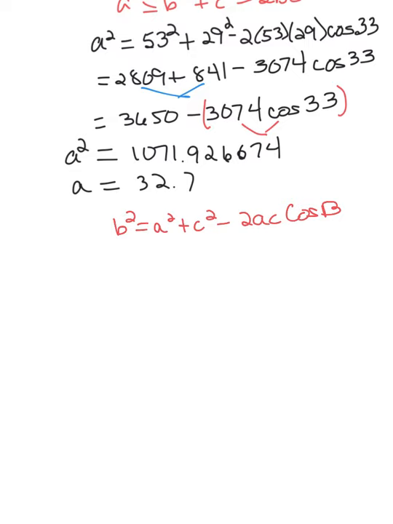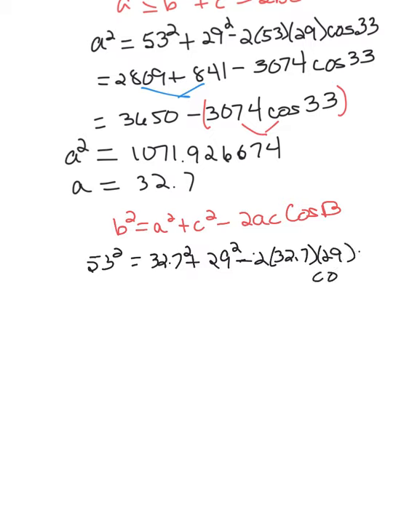Putting our values into place. B is 53 squared equals, we just found A to be 32.7 squared, plus C is 29 squared minus 2 times 32.7 times 29 times the cosine of B. Well, 53 squared is 2809.